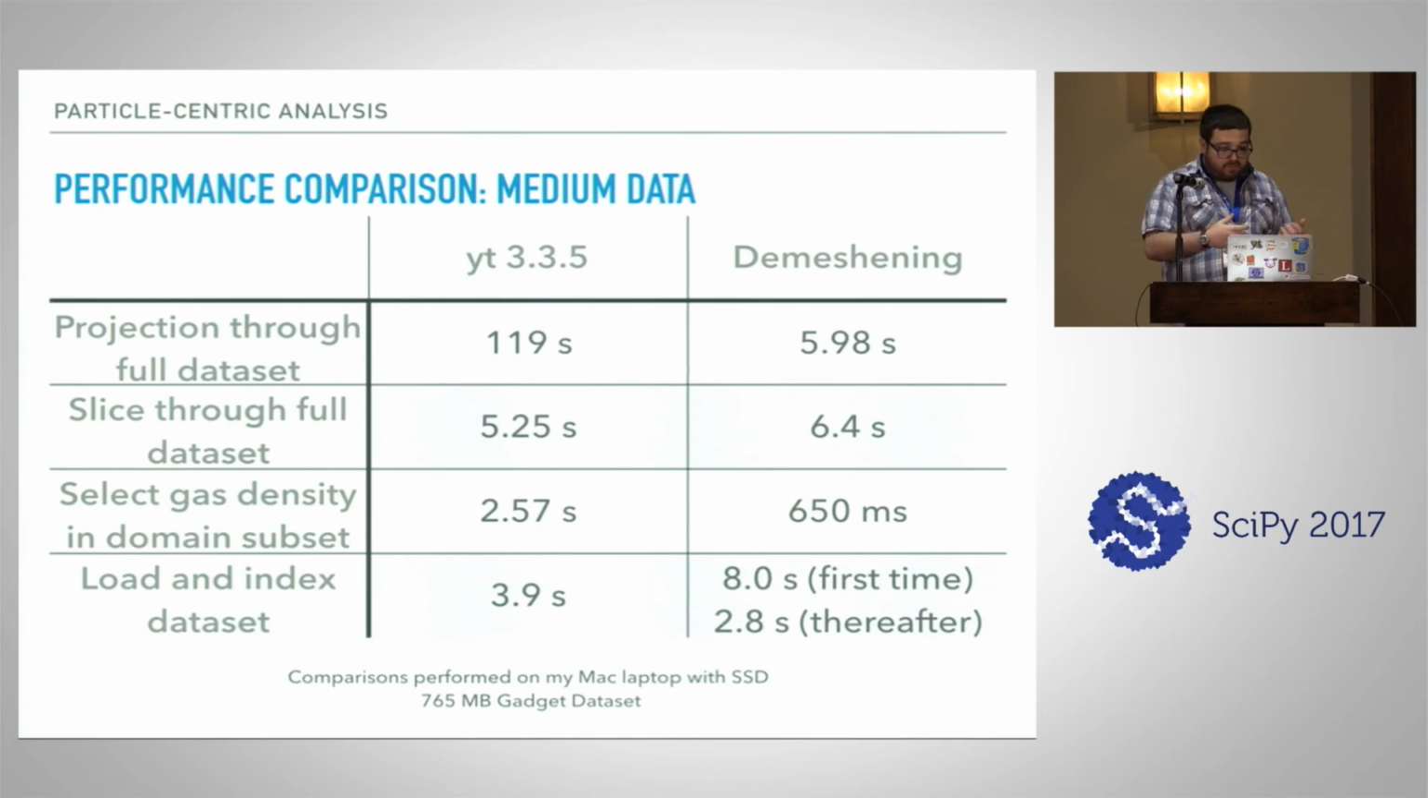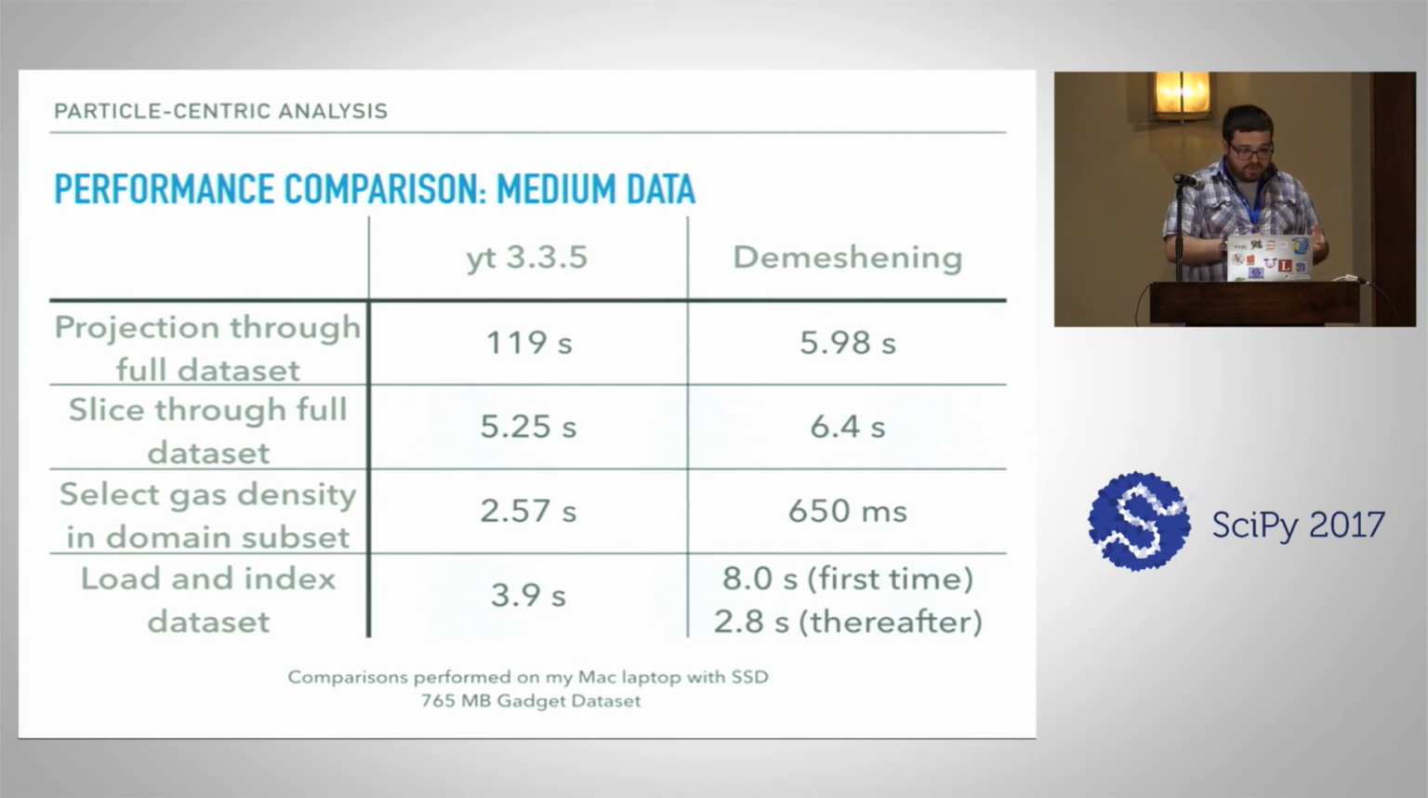So in addition to making prettier pictures, we're also faster now because we can do a number of algorithmic improvements. For example, for this data set, about a 750 megabyte Gadget SPH data set, a projection through the full data set used to take about 2 minutes. Now it takes about 6 seconds, which is a pretty huge improvement. Slices right now are a little bit slower for this data set. We're working on bringing that to either equal speed or faster.